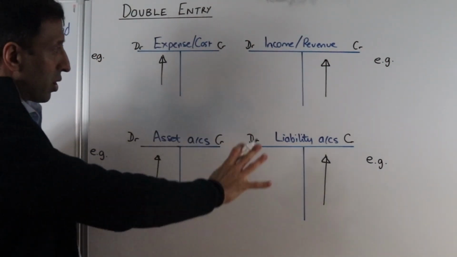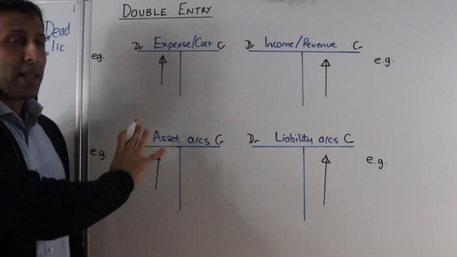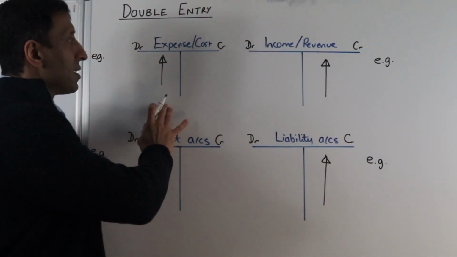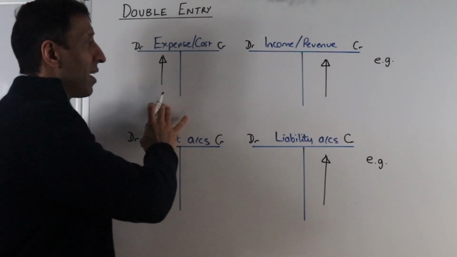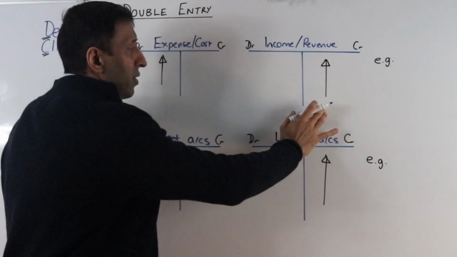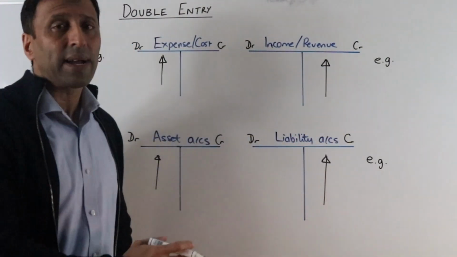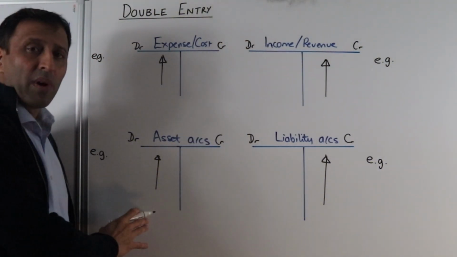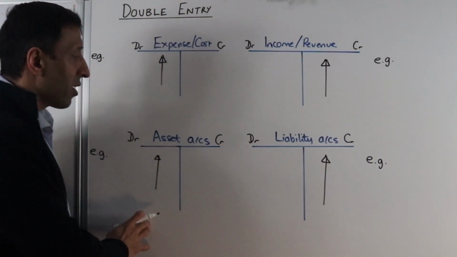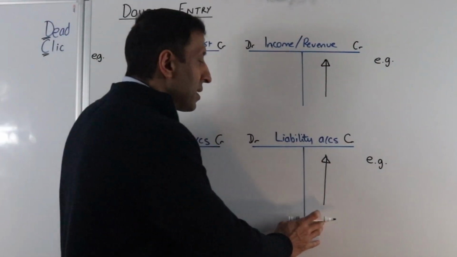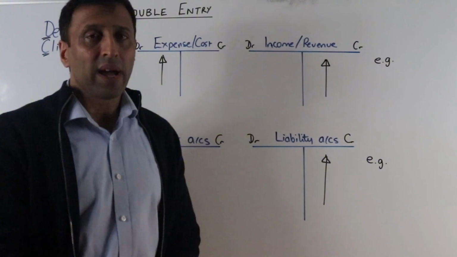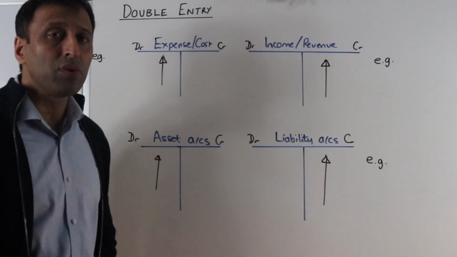You could look at DEAD-CLIC in this graphical way. When we have an increase in expenses, we put a figure on the left hand side, the debit side. When we have an increase in revenues or incomes, we put a figure on the right hand side of that account, on the credit side. When assets increase, we put a figure on the left hand side or debit side of asset accounts. And when liabilities increase, we put a figure on the credit side or right hand side of liability accounts. So that's the general rules.